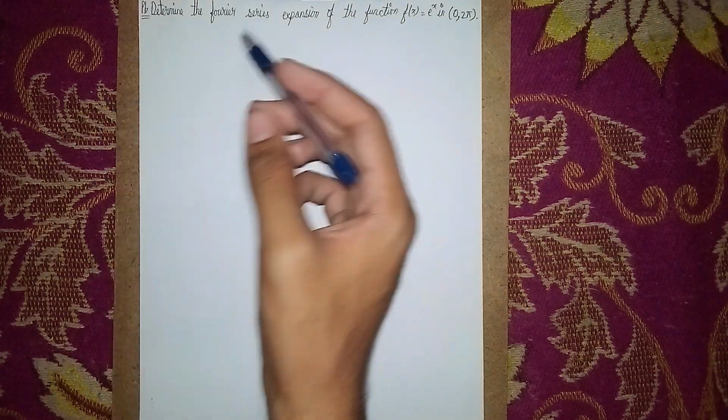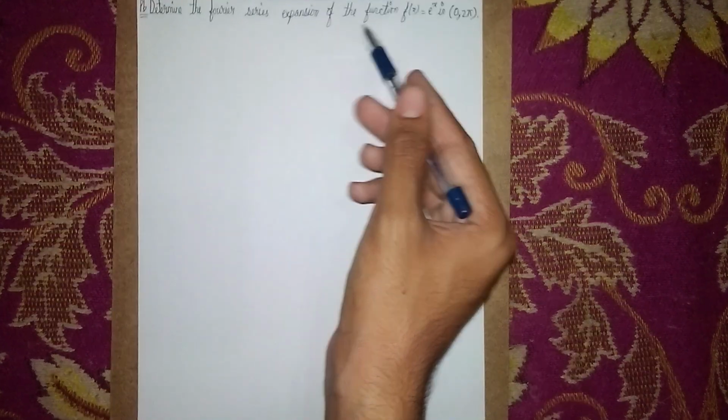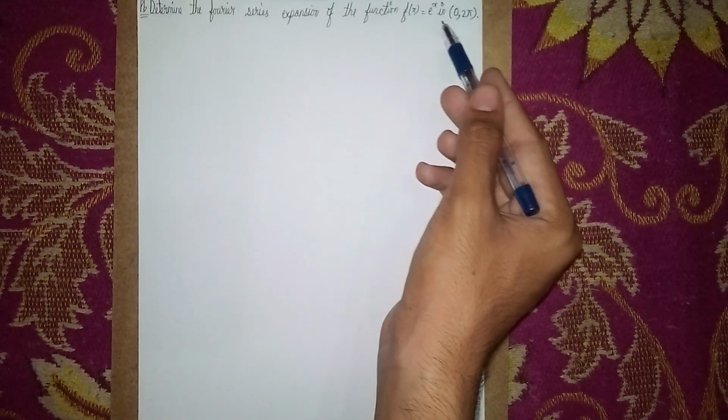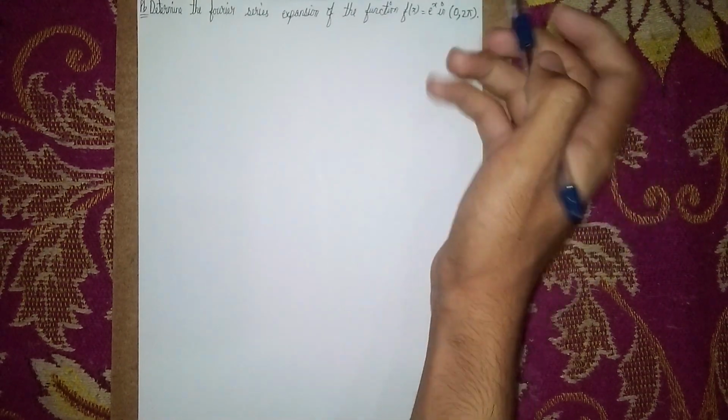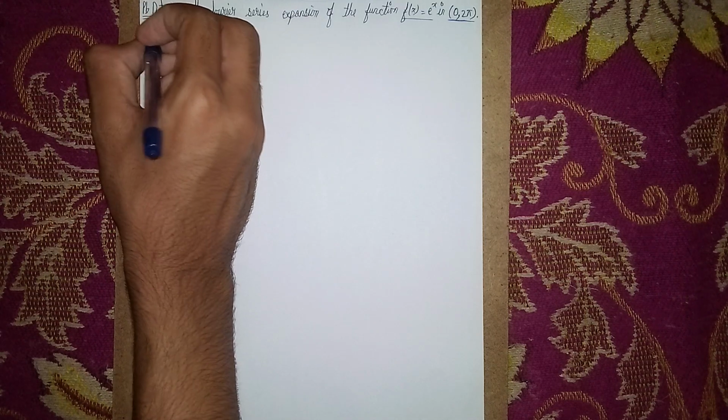Today's question: determine the Fourier series expansion of the function f of x is equal to e power x in 0 to 2 pi. This is the interval, and this is f of x. Now write the first statement. What is the first statement we have to write?